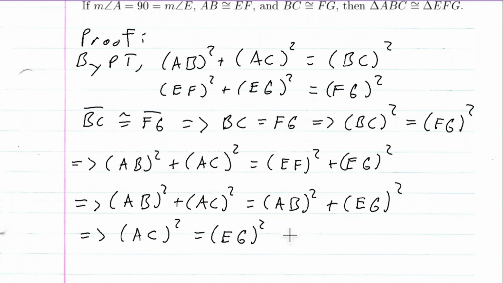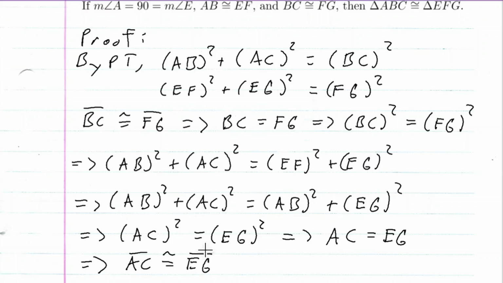And then, of course, I can take the square root of both sides to get AC is equal to EG, right? Since both of them are positive, if I take the square root, I don't have to worry about the negative solution because they're both positive. And then, of course, this implies that AC is congruent to EG, right?